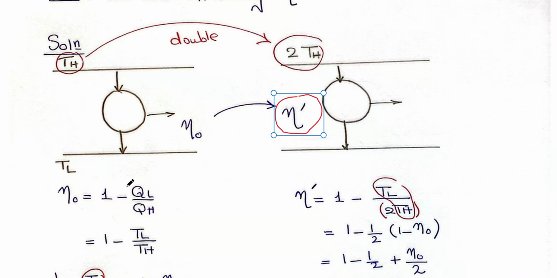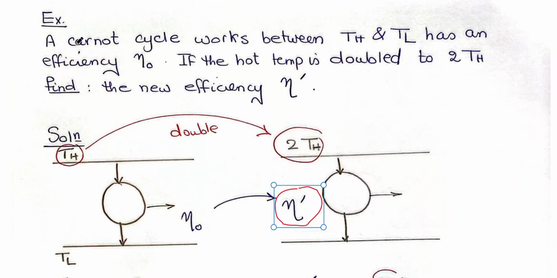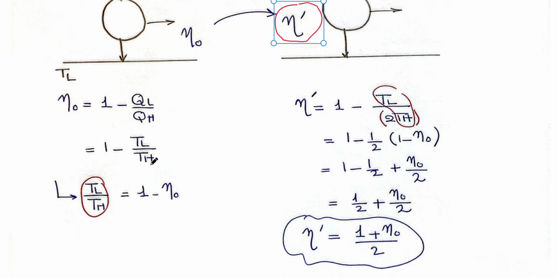From case 1, eta naught equals 1 minus QL over QH, but it is a Carnot cycle, so we can use TL over TH. So eta naught equals 1 minus TL over TH. I will get the value of TL over TH on the left hand side. It is equal to 1 minus eta naught.